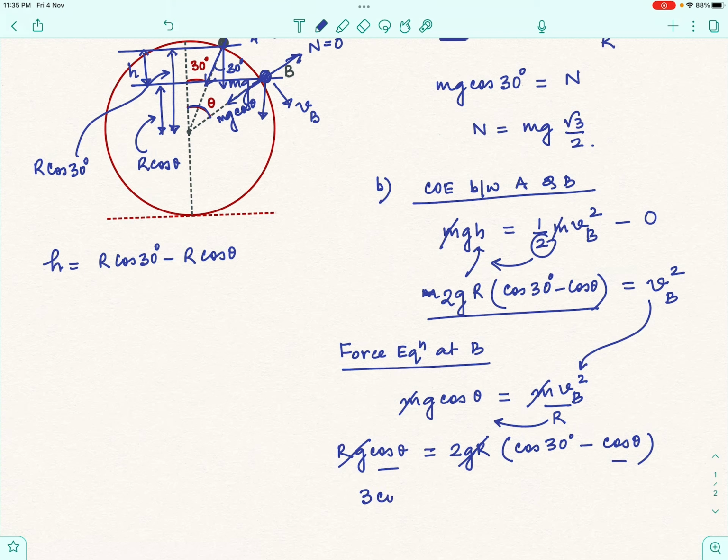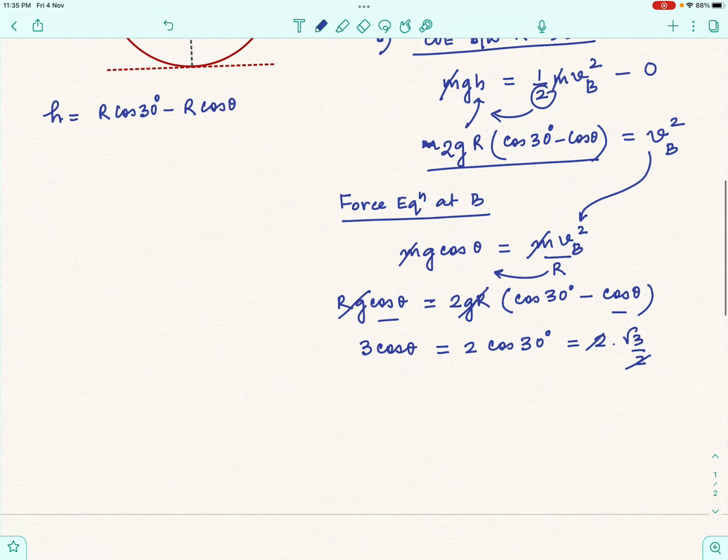So, we will have 3 cos theta equal to 2 times cos 30, which is nothing but 2 times root 3 by 2. The 2 will cancel out, the root 3 will also cancel out, and we get cos theta equal to 1 by root 3, or theta is equal to cos inverse of 1 by root 3, whose value can be calculated from trigonometric tables, and this value nearly comes out to be 0.95 radians.